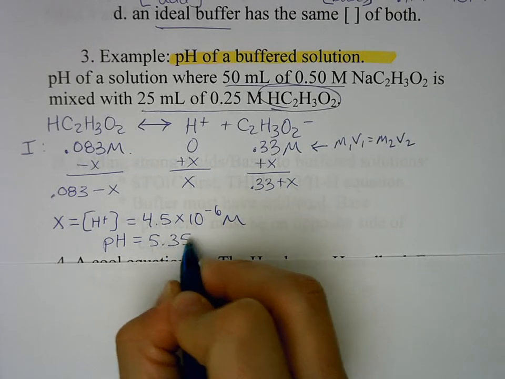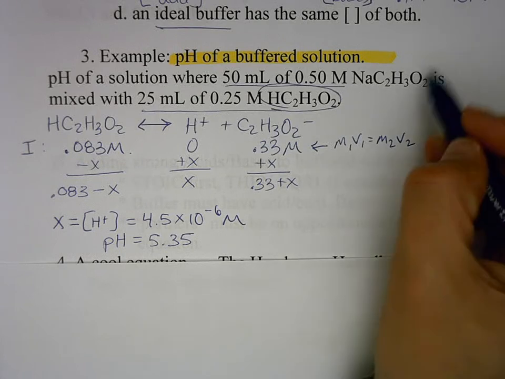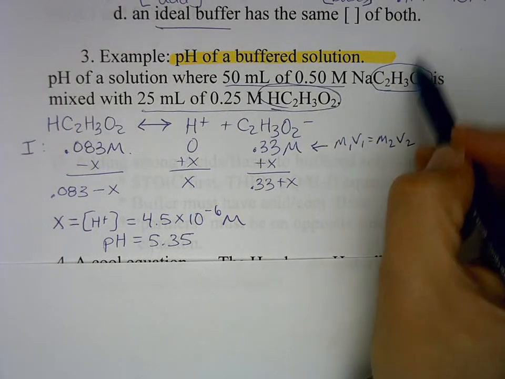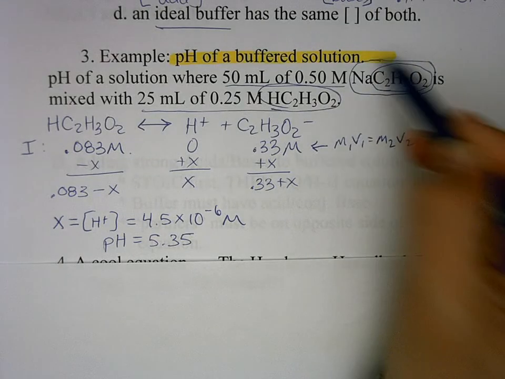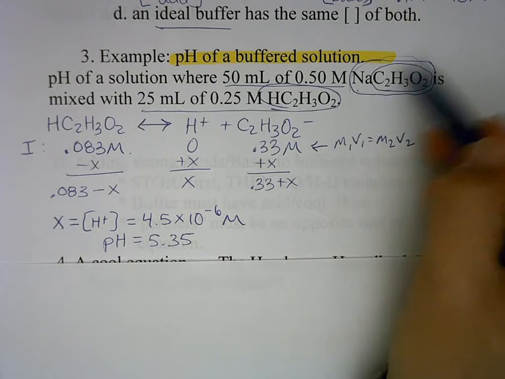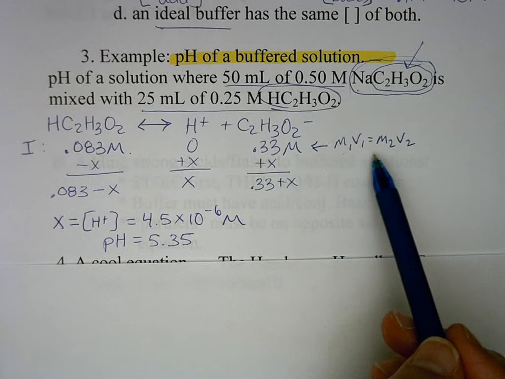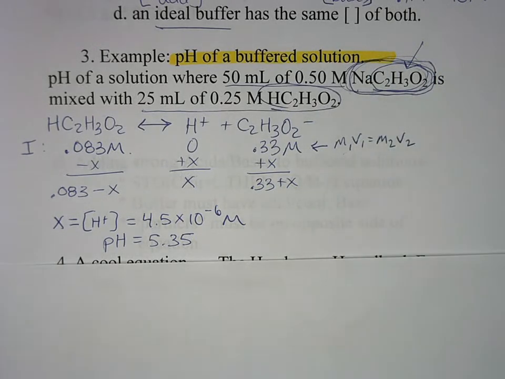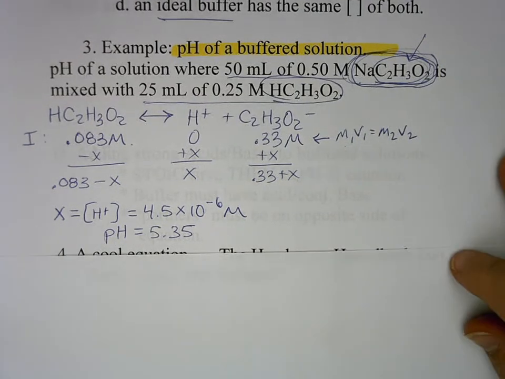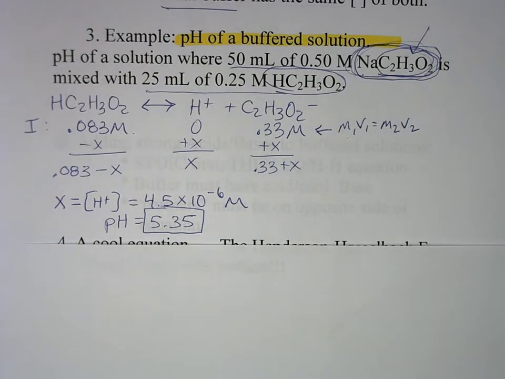Zach, did you have a question? Yeah. How did you find the M1V1 of just C2H3O2 minus? It would be the same as if I found the M2 for this entire thing, because for every 1 mole of that, I have 1 mole of that. So since the ratio is 1 to 1, what you calculate when you do M1V1, M2V2 is the concentration of that whole thing. But it's the concentration of just the sodium ions and the concentration of just the acetate ions. All right, so then the pH of that buffered solution is 5.35.